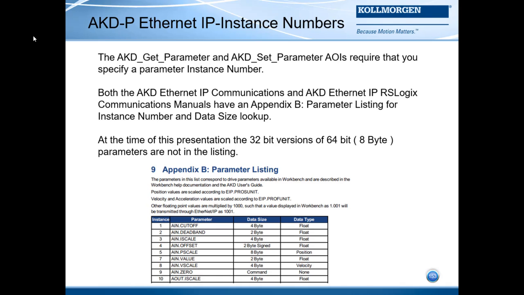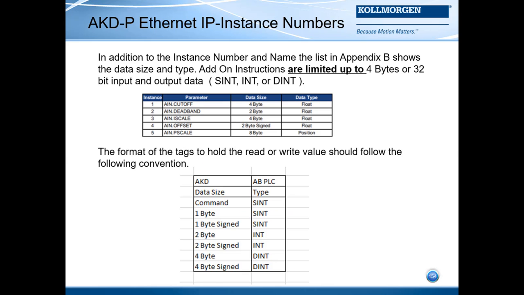Both the AKD Ethernet IP communications and AKD Ethernet IP RSLogix communication manuals have an Appendix B parameter listings for instance number and data size lookup. At the time of this presentation, the 32-bit versions of 64-bit or 8-byte parameters are not in the listings. You can see a screenshot from the manuals below, which shows the beginning of the instance and parameter list. In addition to the instance number and name, the list in Appendix B shows the data size and type.